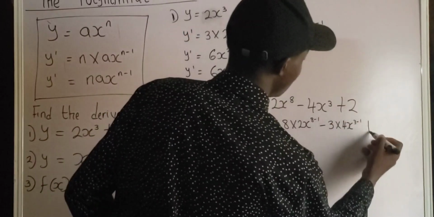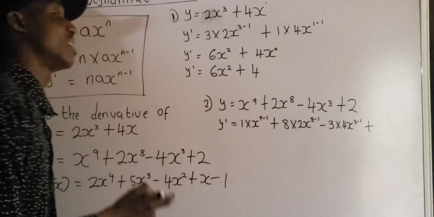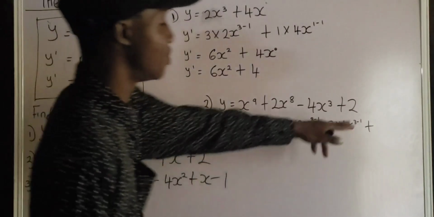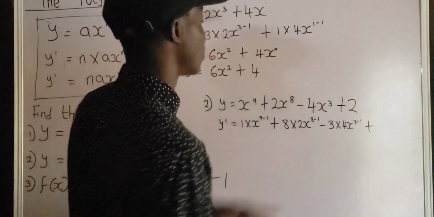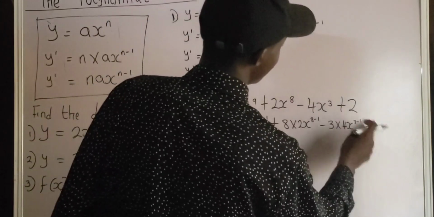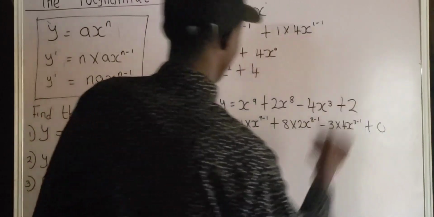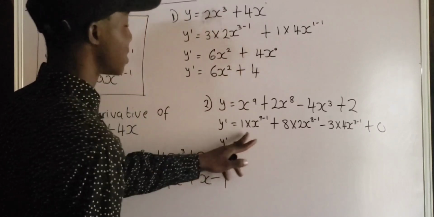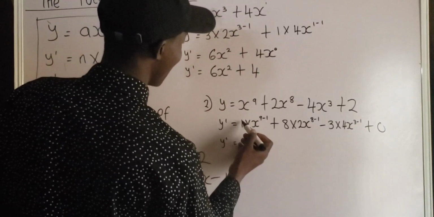So plus, if you differentiate a constant, you are going to get 0. Are you getting it? So if you differentiate 2, because 2 is a constant as it does not have x, the differentiation of 2 is what? 0. So let's proceed. The derivative of y is equal to 1 multiplied by, this should be 9.